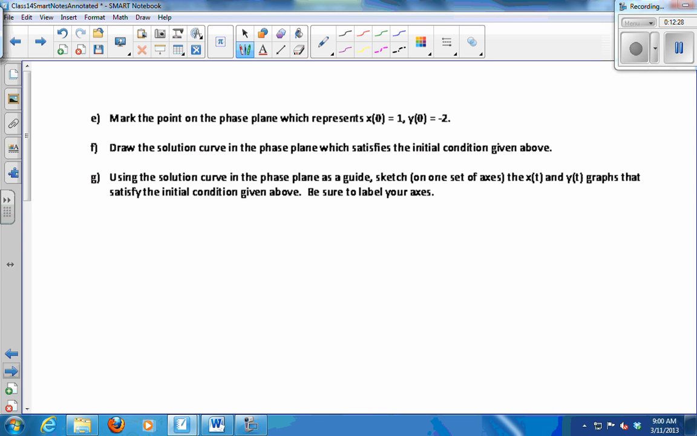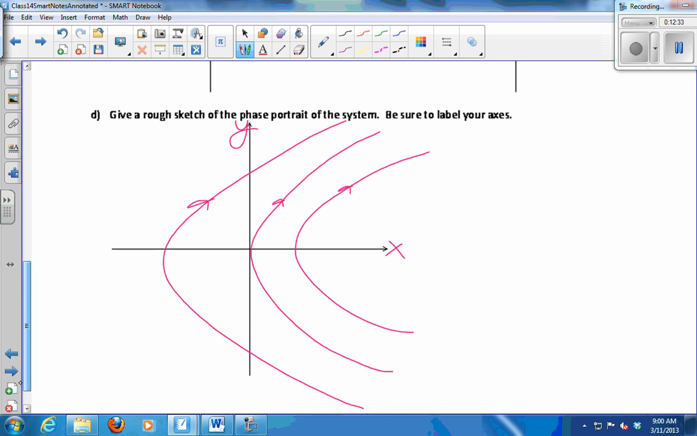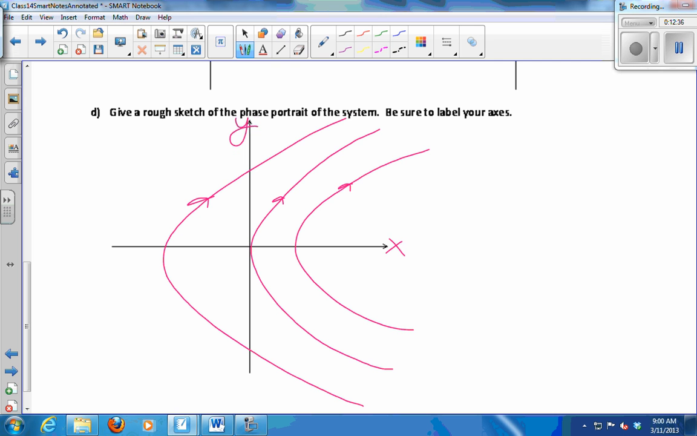All right, so mark the point on your phase plane that corresponds to 1, -2. So over 1, down 2 might be like right here. And the solution curve that goes through it is going to look something like this. I want to use that solution curve in the xy plane in the phase portrait to sketch solutions x of t and y of t.